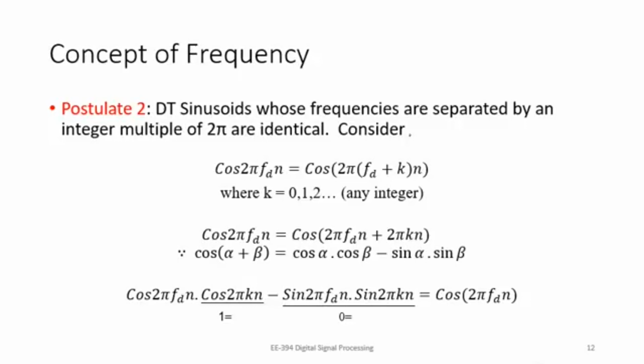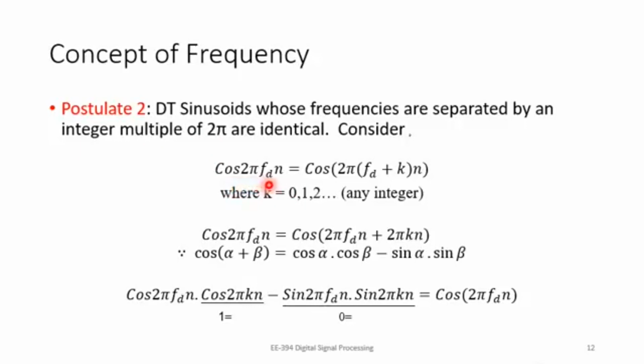Now let us look at what this integer multiple of 2 pi means and how the discrete time sinusoids of such frequencies become identical. To evaluate this, we start with the same cos 2 pi FDN expression, which is a simple discrete time cosine.